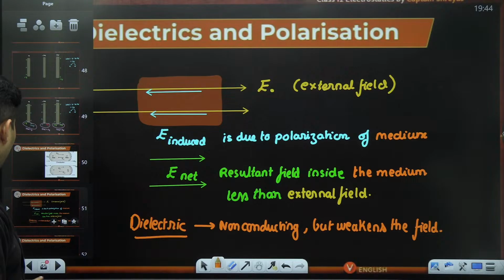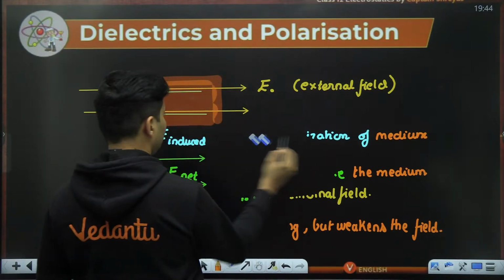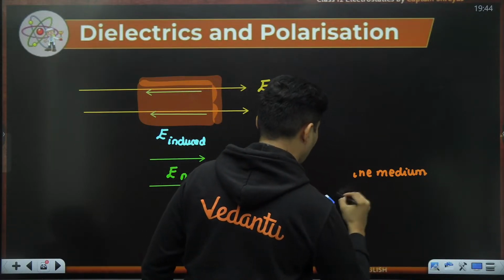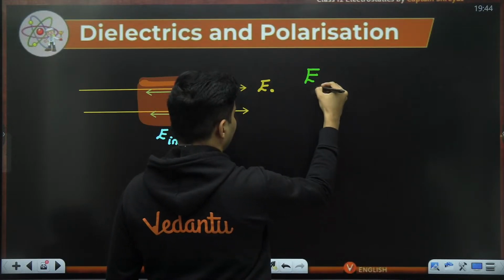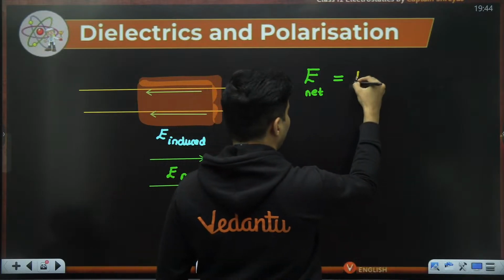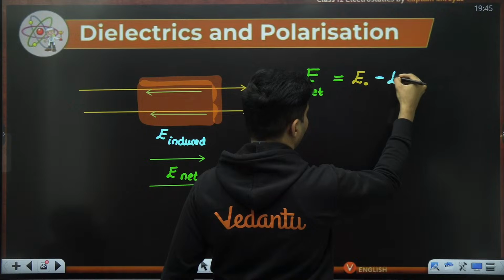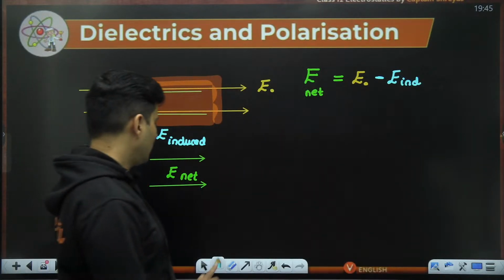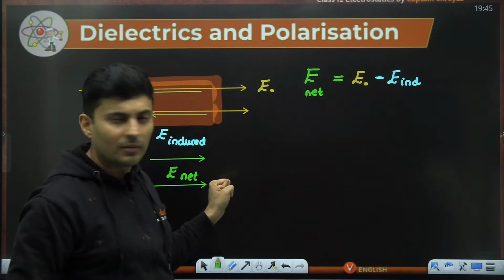Now, the moment you have a dielectric medium, here is what I can say. This is induced, this is external. Observe this carefully. The net electric field will be our external field E naught minus our E induced, and obviously E net is going to be less than E naught because you are subtracting something from it.